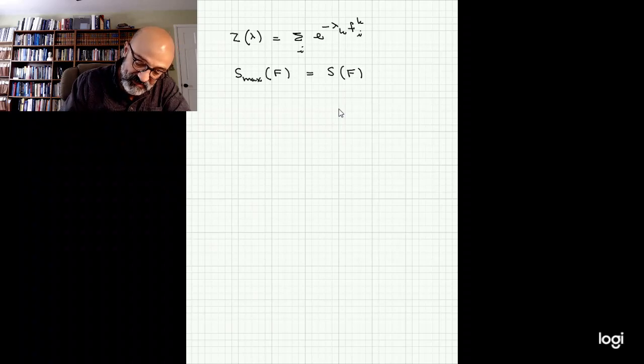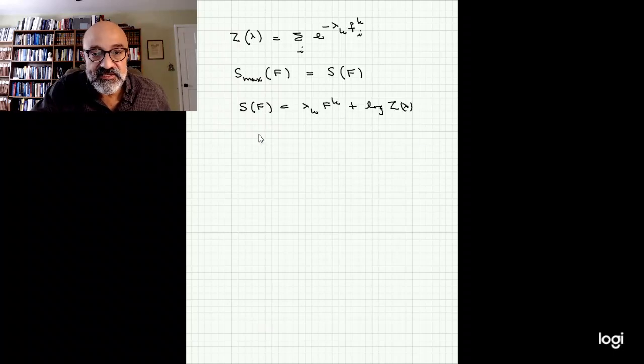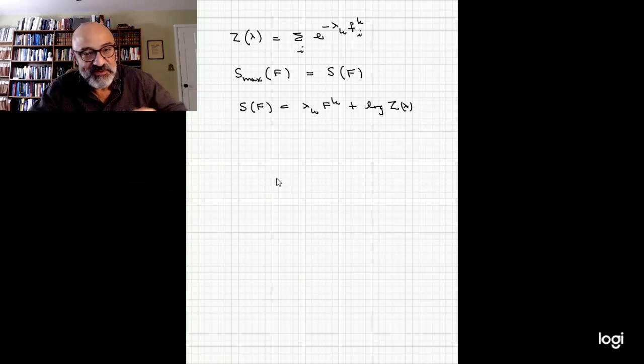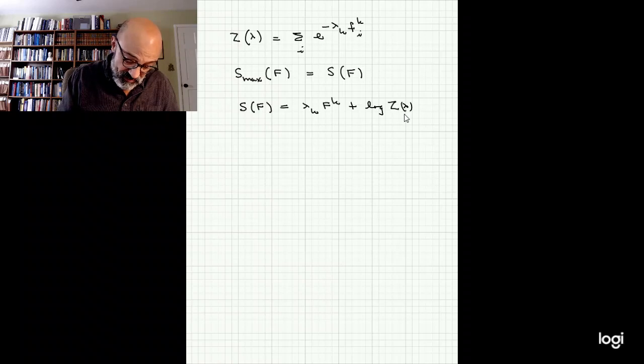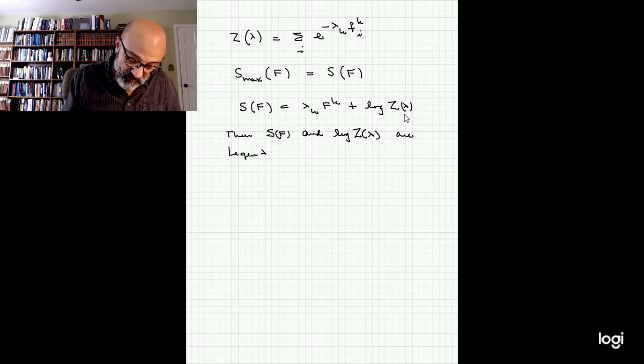The connection between the two, as we saw, is that S of F is lambda_k F^k plus log Z of lambda. And this expression here, that we've written once, twice, we'll keep writing it, shows that the entropy is a Legendre transform. S of F and log Z of lambda are Legendre transforms of each other.